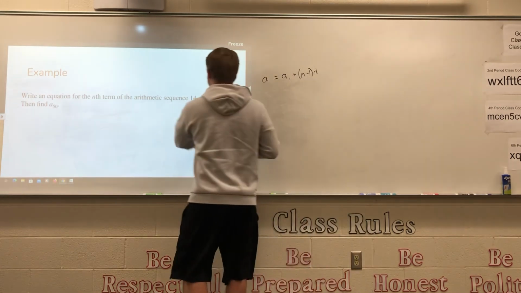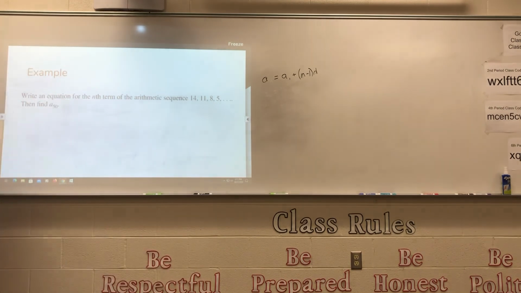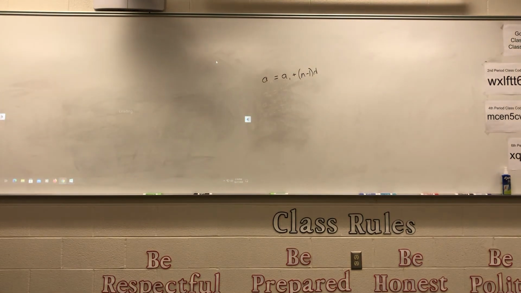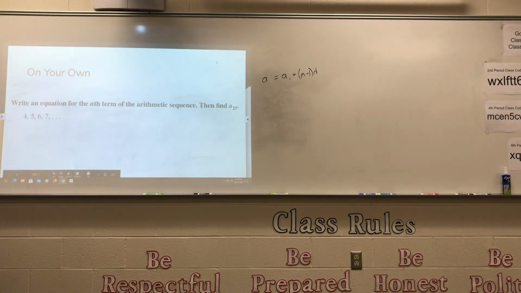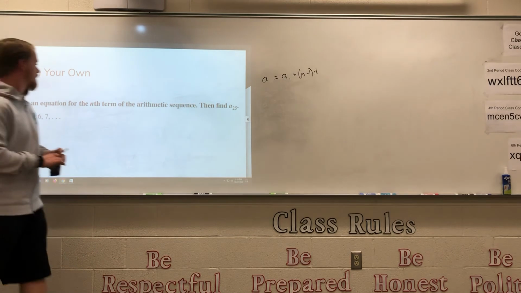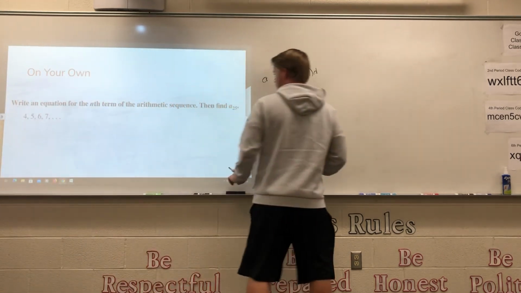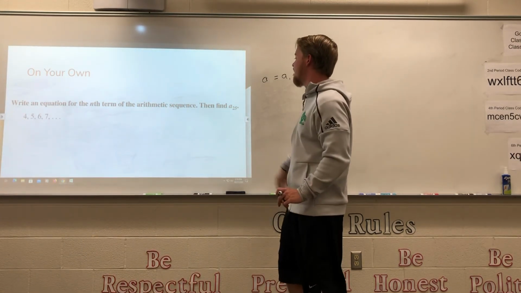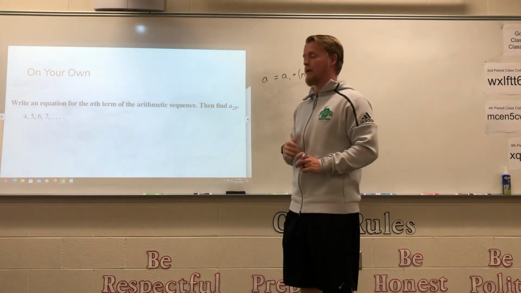So, let's look at another one that you can try on your own. One second for it to load. Alright, so this says write an equation for the nth term of the arithmetic sequence, then find a_25. So they want us to find the 25th term now.